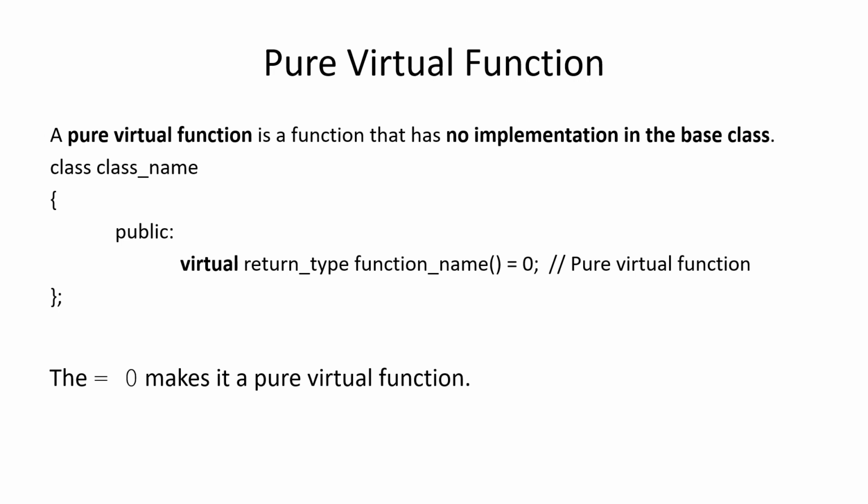Think of it like a rule or contract. For example, if you define a function draw in the Shape class as pure virtual, then every derived class like Circle or Square must implement draw. So a pure virtual function enforces implementation in derived classes.